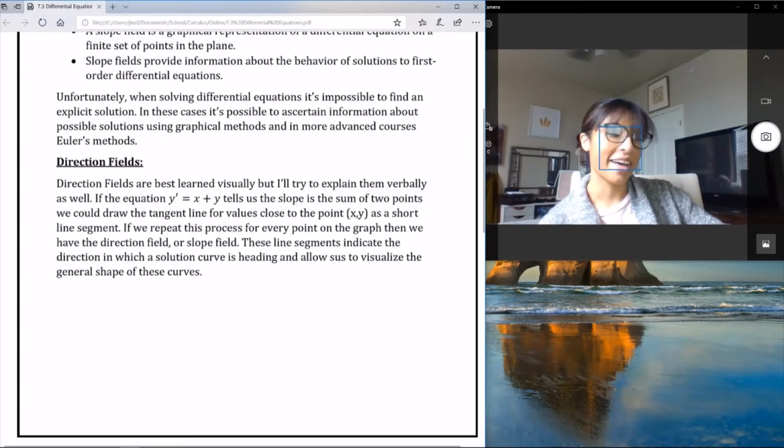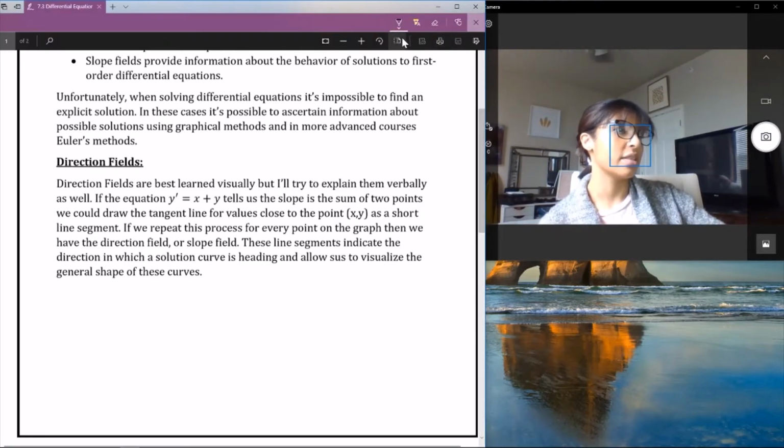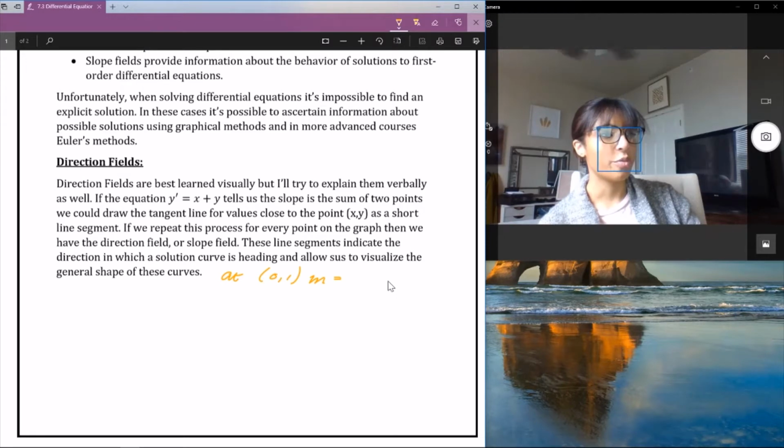Direction fields, like I said, are best learned visually, but I'm going to try to explain them verbally. If y prime, the derivative, is x plus y, then the slope is the sum of the two coordinates. So at the point 0, 1, the slope, which is the derivative, would be 1 plus 0, and so we can estimate what that looks like.